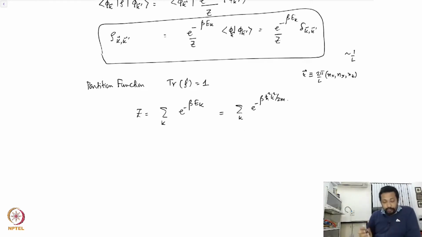So since the energy values are very closely packed, I can convert this into an integral. I will write down Z explicitly as Z(T, V, 1). I have just one particle, and this is going to be V over 2 pi whole cubed. This discrete sum gets converted into this integral, d cubed k e to the power minus beta h bar squared k squared over twice m.